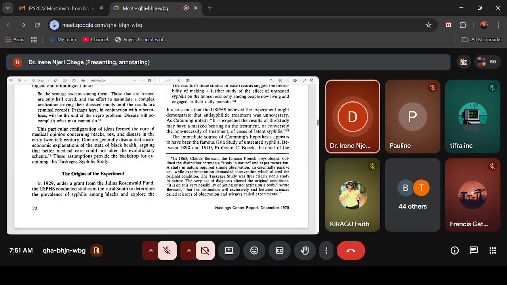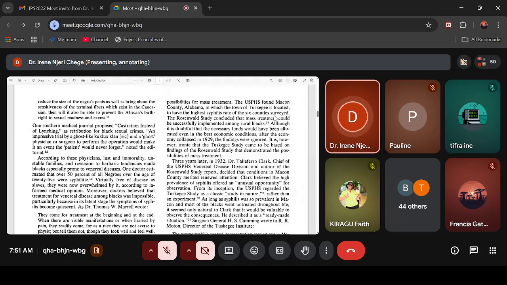So they got a grant. Someone called Julius Rosenwald Fund funded this study. It was a fund to determine the prevalence of syphilis among Black populations and explore the possibility for mass treatment. This fund was in somewhere called Alabama, and in Alabama is where we have the Tuskegee town being located. That's why we call it the Tuskegee study. They said that in Tuskegee, there was the highest rate of syphilis of the 6 counties surveyed.